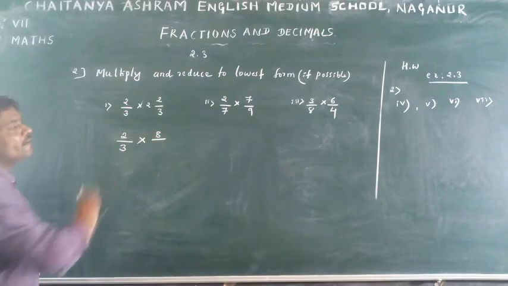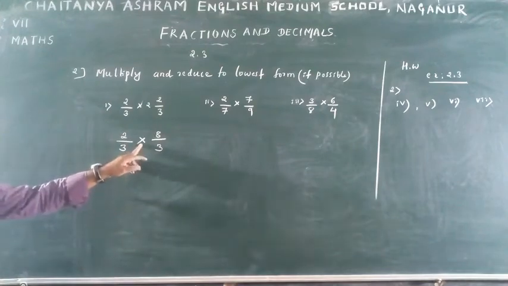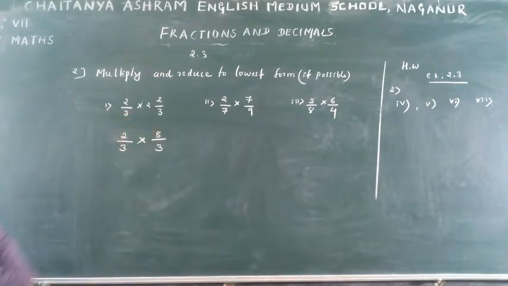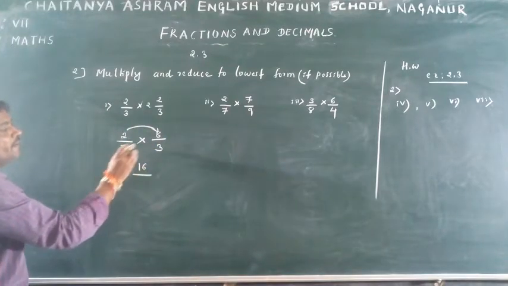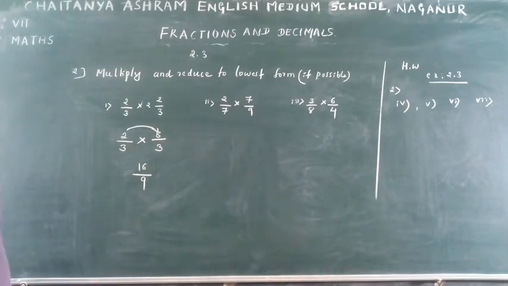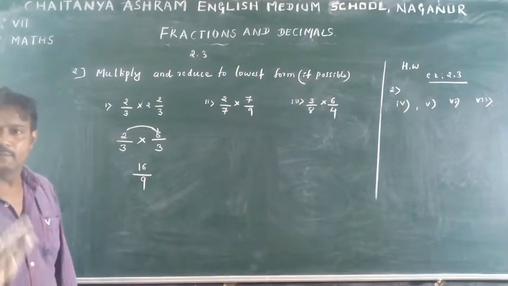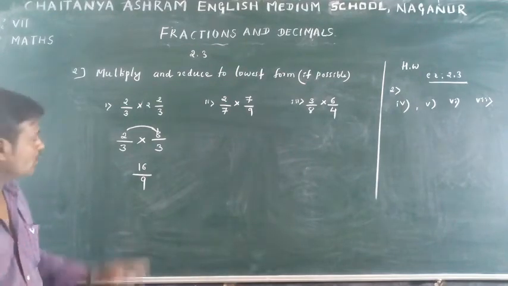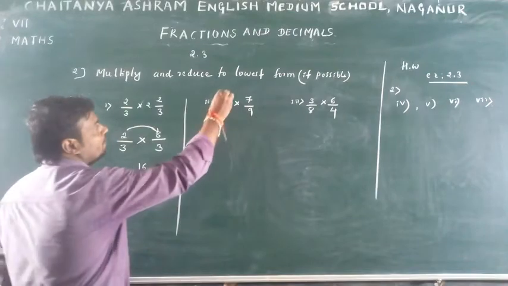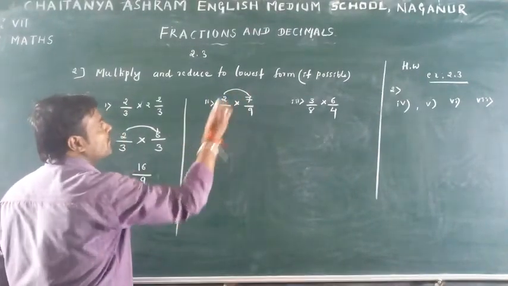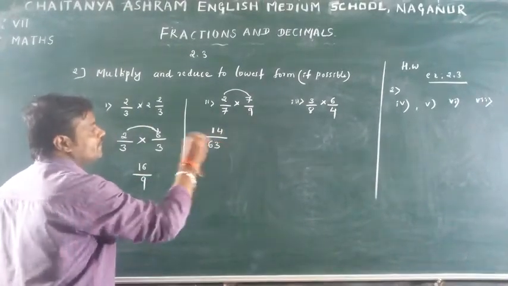Write that 8 as the numerator, keeping the denominator 3 as it is. Then this is multiplication of a fraction by a fraction. Multiply numerator to numerator, that is 2 into 8 is 16, 3 into 3 is 9. Clear? Both 16 and 9 are not divisible by any table other than 1, so this is in lowest form. Next, multiply numerator to numerator directly. 2 into 7 is 14, 7 into 9 is 63.